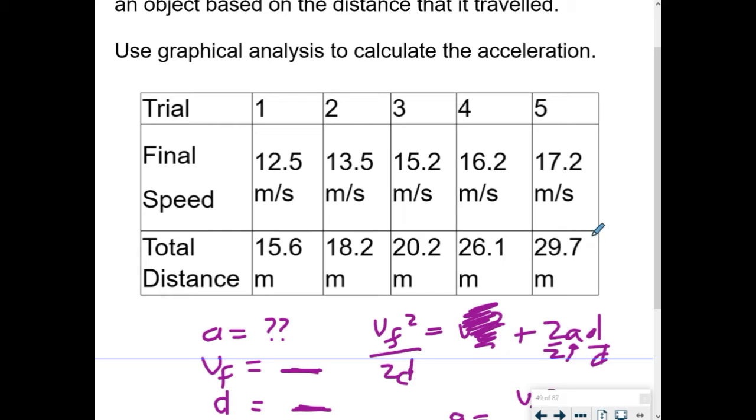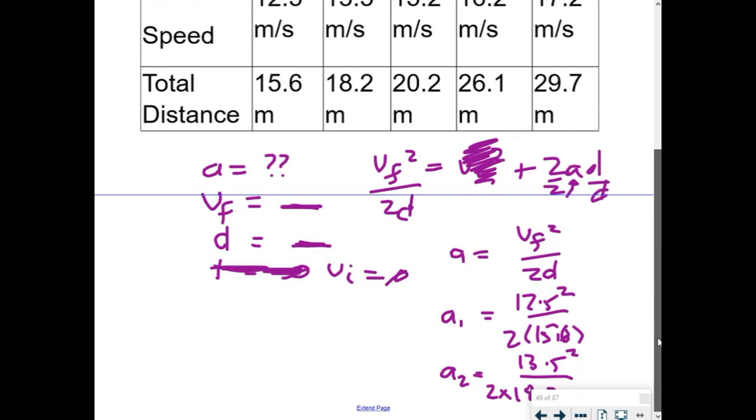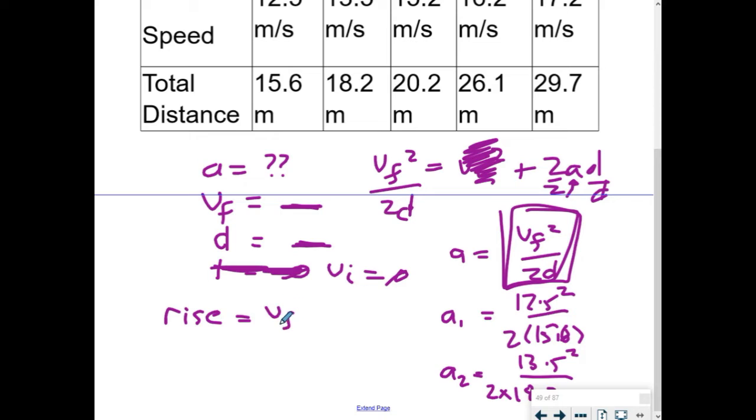So by graphing it, this makes a lot more sense. And here's what we're going to do. We're going to graph this part right here. You guys heard of slope before? You know how slope is rise over run? I'm going to make the rise of my graph VF squared. I'm going to make the run of my graph be 2D. And since rise over run is slope, if I find the slope of my graph, that'll be the acceleration.